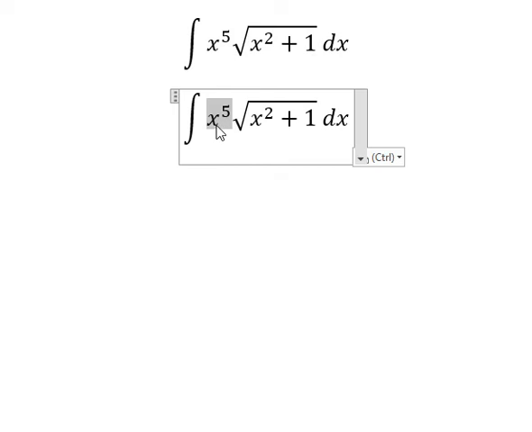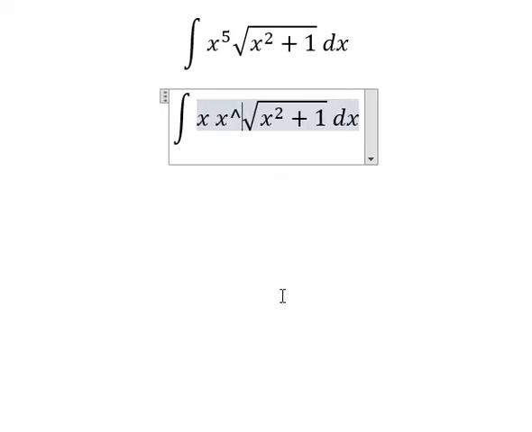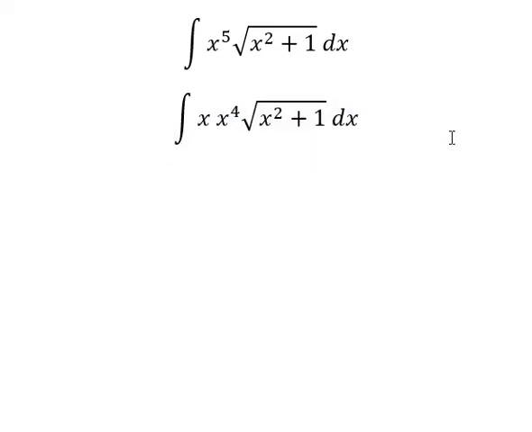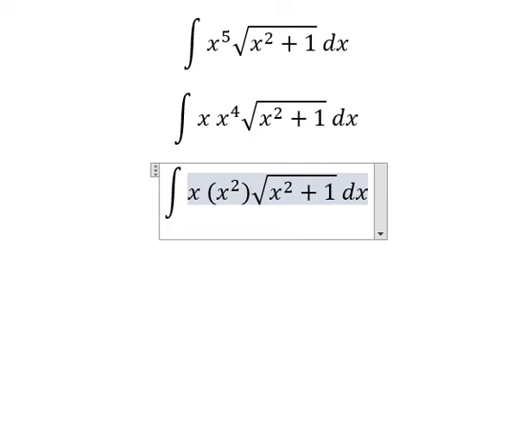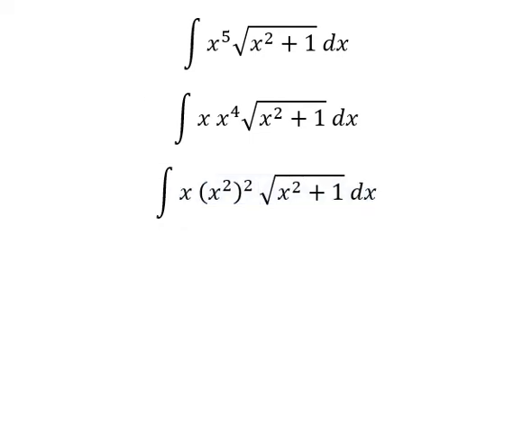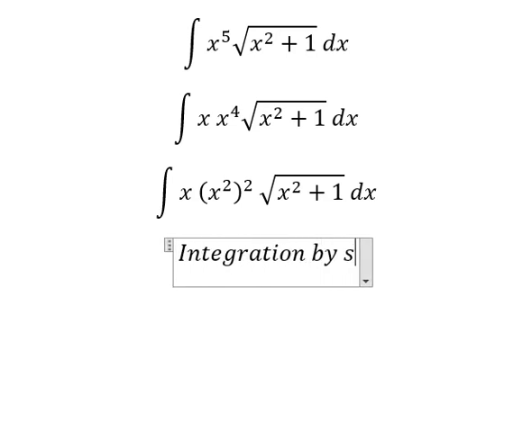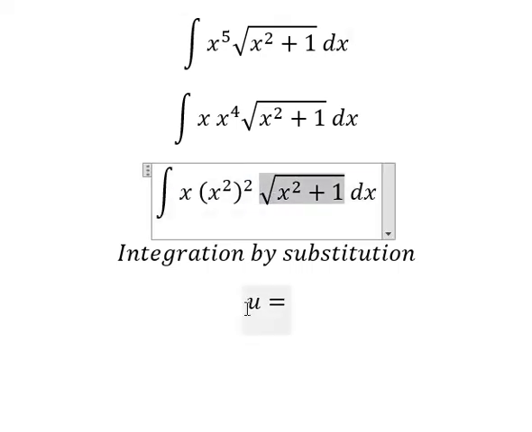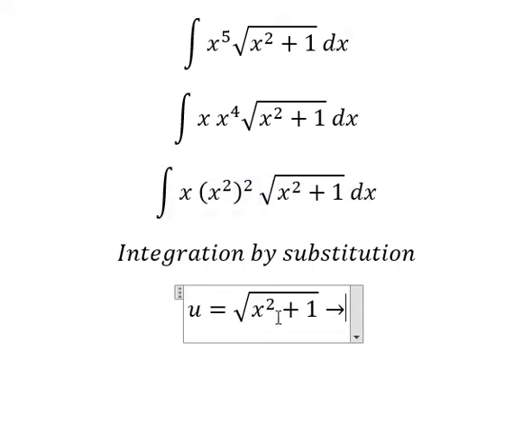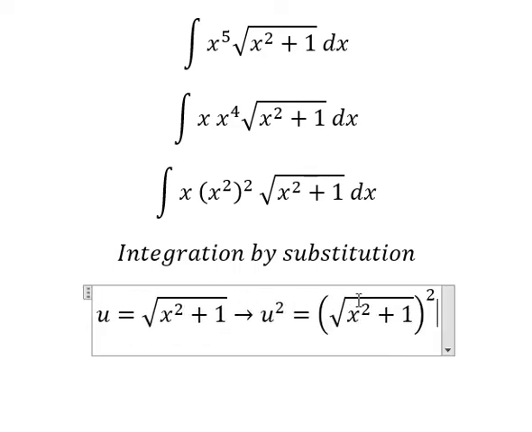X to the power of 5, we put as x multiplied by x to the power of 4. This one we can change to x squared to the power of 2. Next, we can use integration by substitution. So I will put u equals this one. After that, we square both sides to cancel the square root.